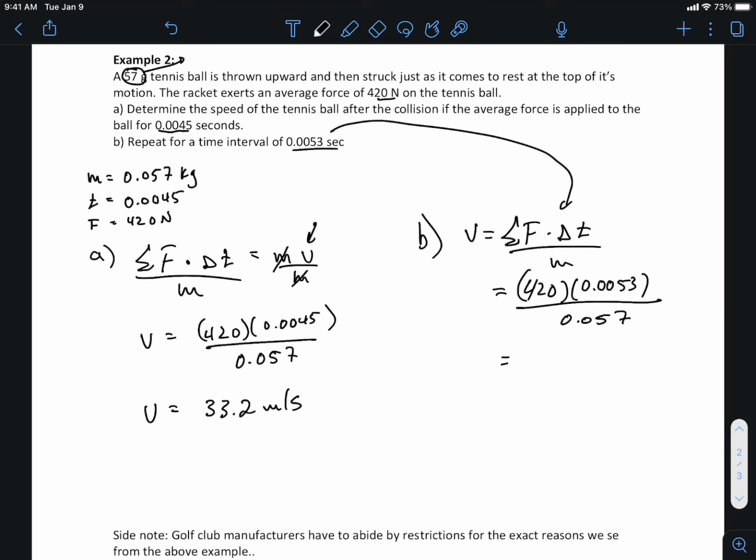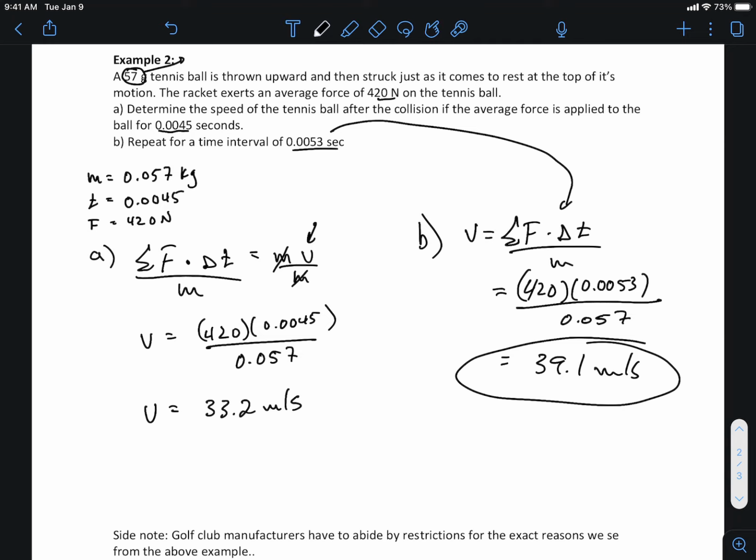Okay, what happens? Well, it turns out the number is 39.1 meters per second. So if we increase the time that this particular object is able to be in contact with the racket, then the speed goes higher. Velocity, if it would leave in the positive direction, let's say. Okay, well, what does that mean?